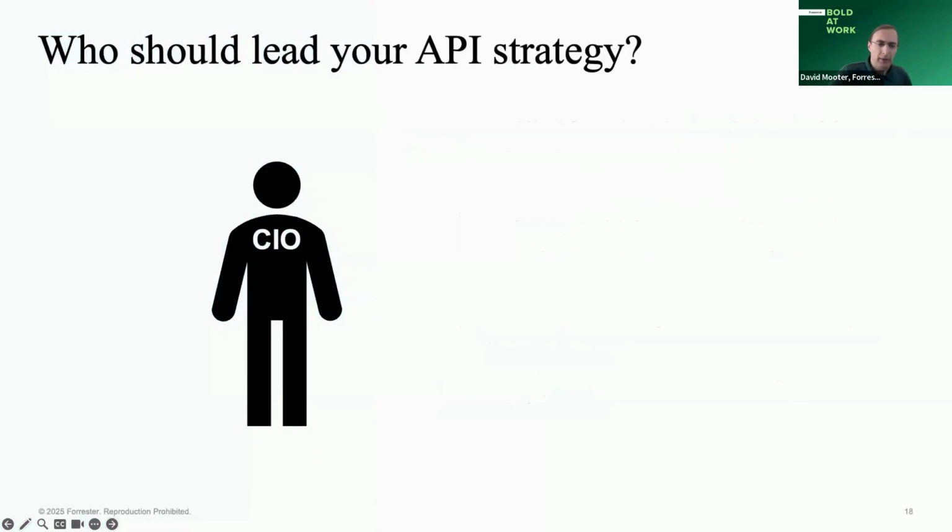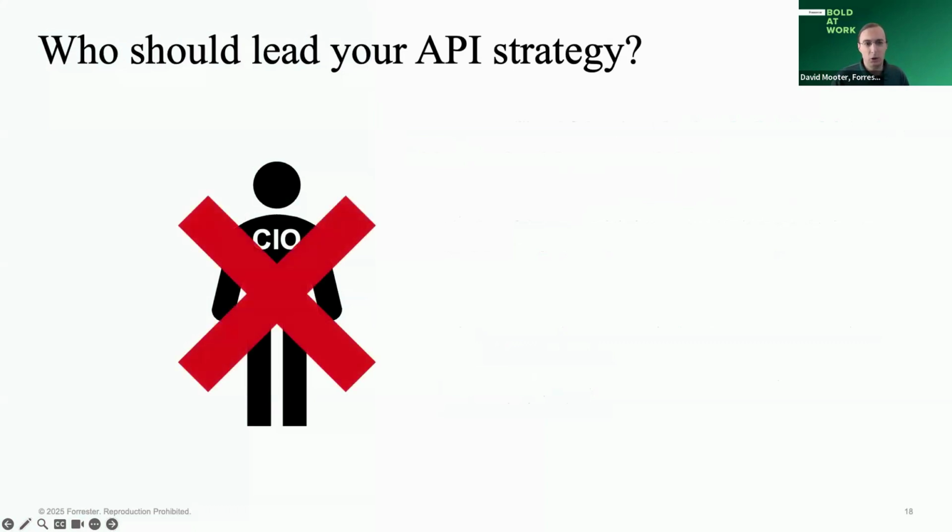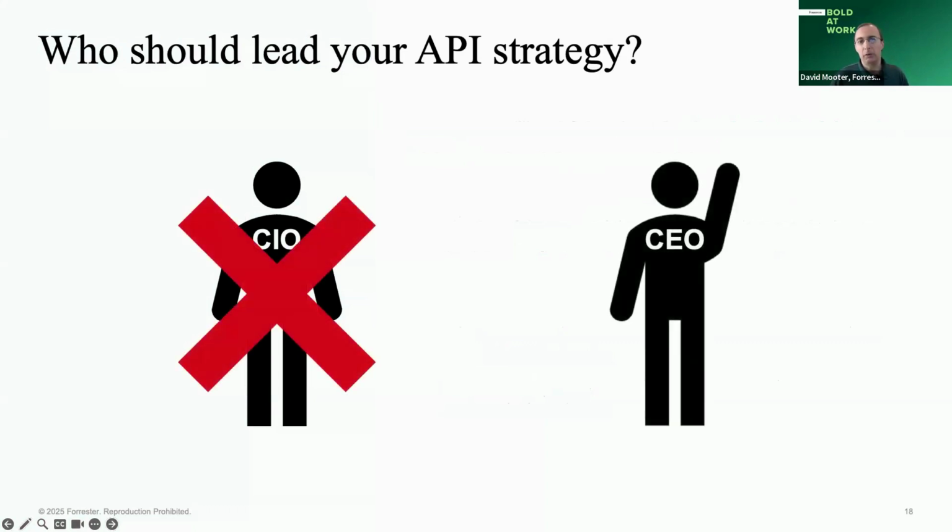All right, so that's the operating model pillar. The third pillar is business leadership, and the question is, who should lead your API strategy? Should it be the CIO or maybe some other IT leader like the enterprise chief architect or the VP of app dev? I think the answer to that is no, in most cases. I think it should be the CEO or another business leader.